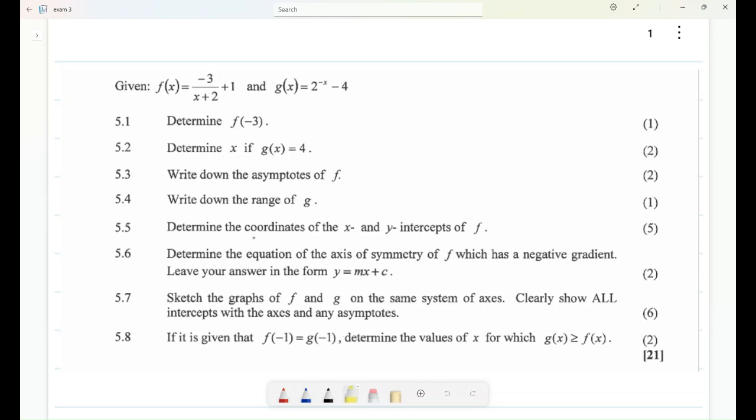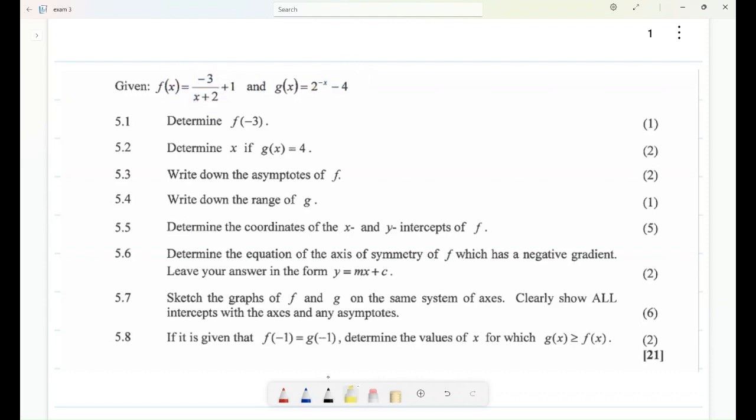In today's video, we're going to continue where we left off. You're going to be dealing with a hyperbolic function as well as an exponential function combined. So given f of x equals negative 3 divided by x plus 2, plus 1, and g of x equals 2 to the power of negative x, minus 4.